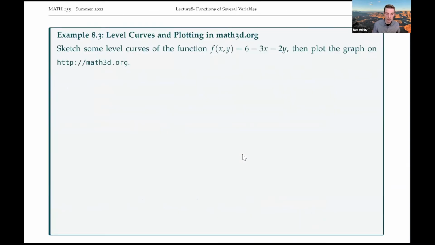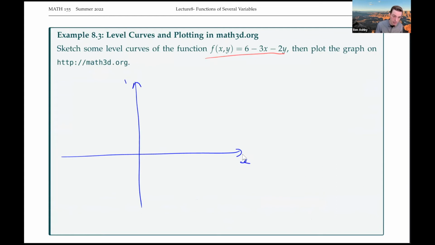Okay, so let's go through an example. Suppose we've got this function f of x, y is equal to 6 minus 3x minus 2y. So let's sketch some level curves. Okay, so what's this going to look like? Let's first of all put on some axes. So suppose this is my x and y axes, and I'm just going to put some values on here. Okay, 1, 2, 3, 4.